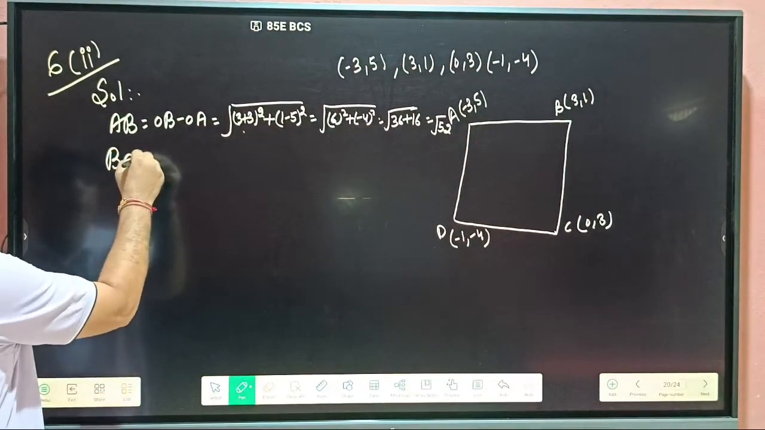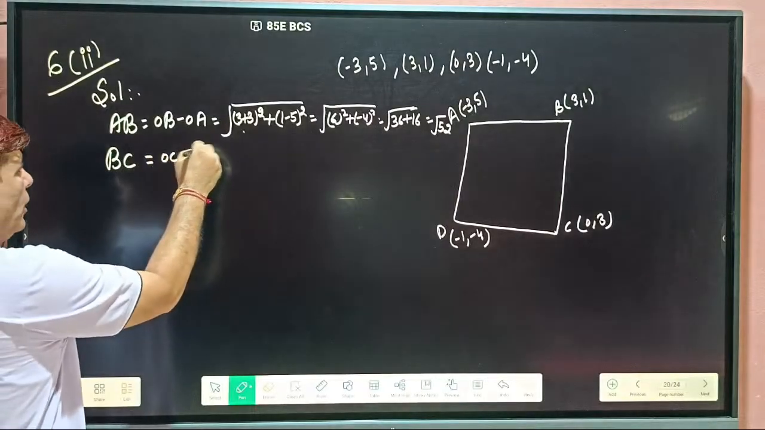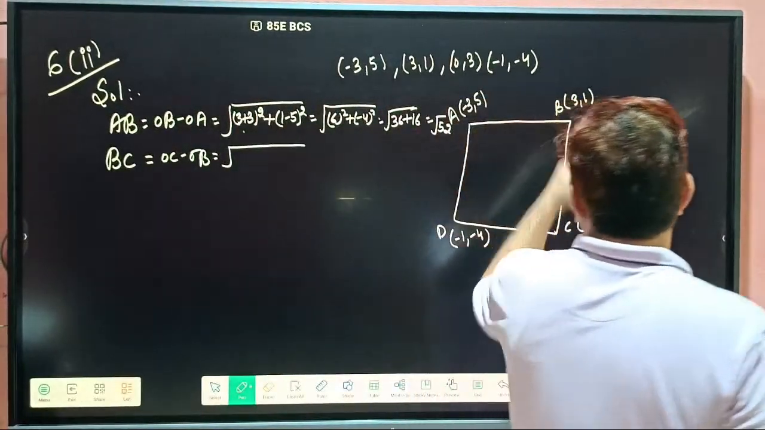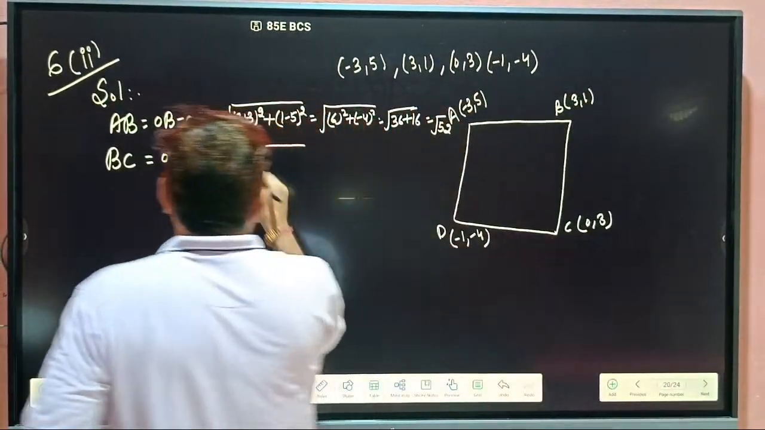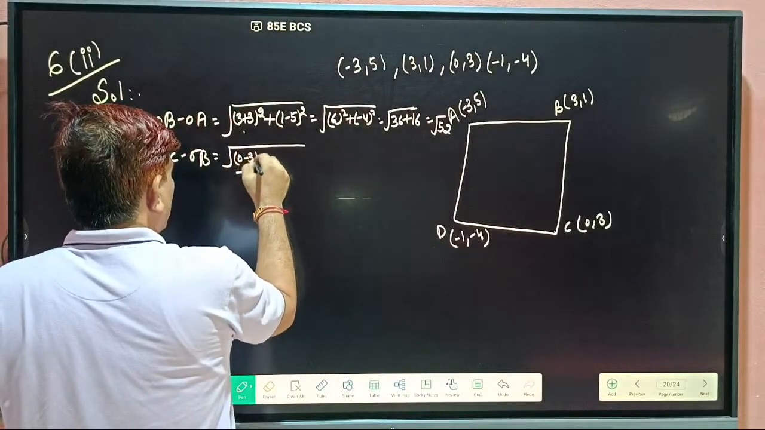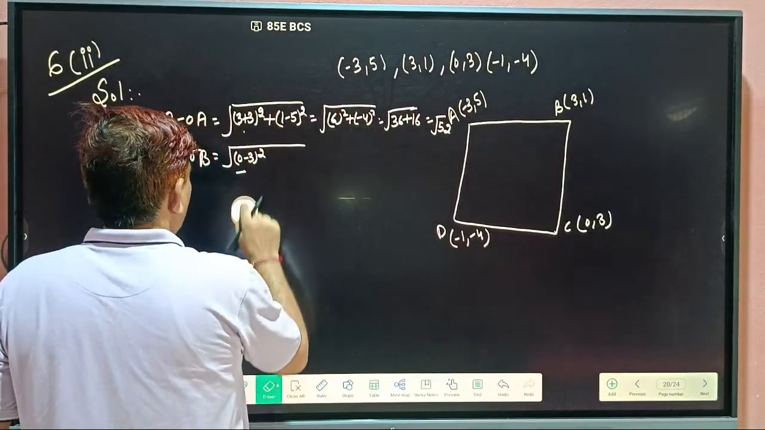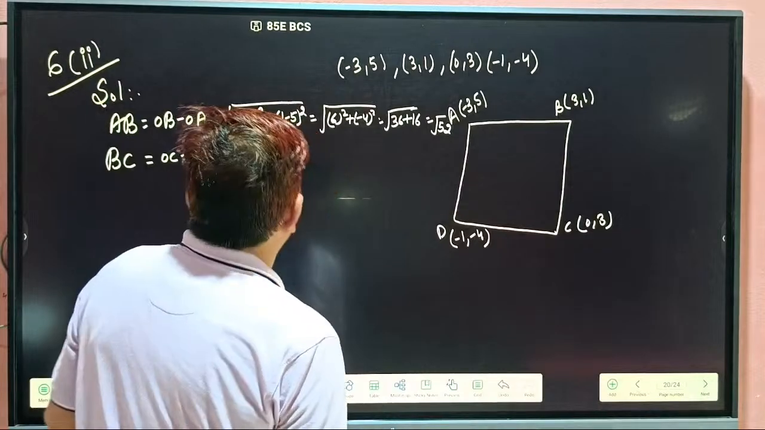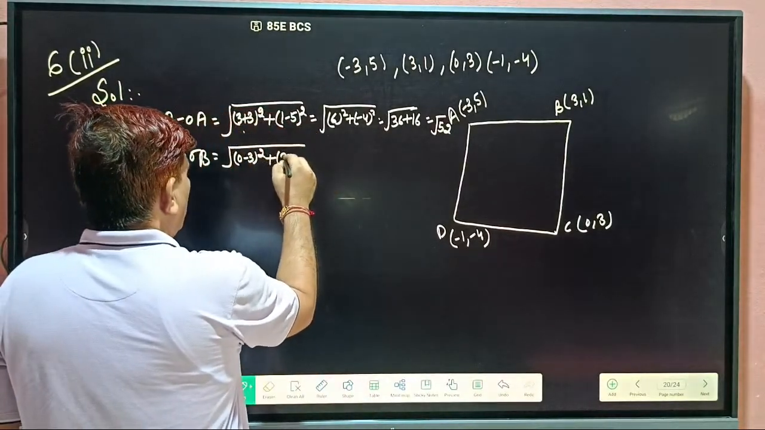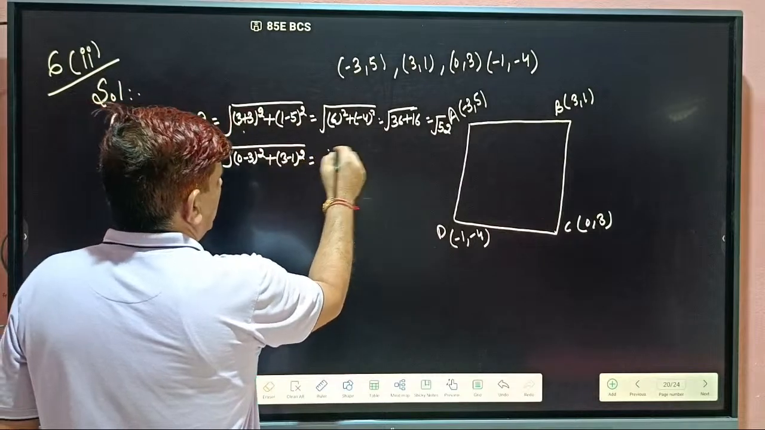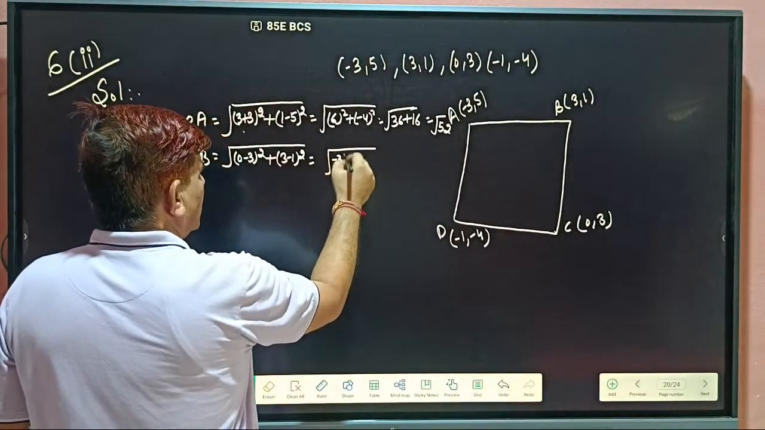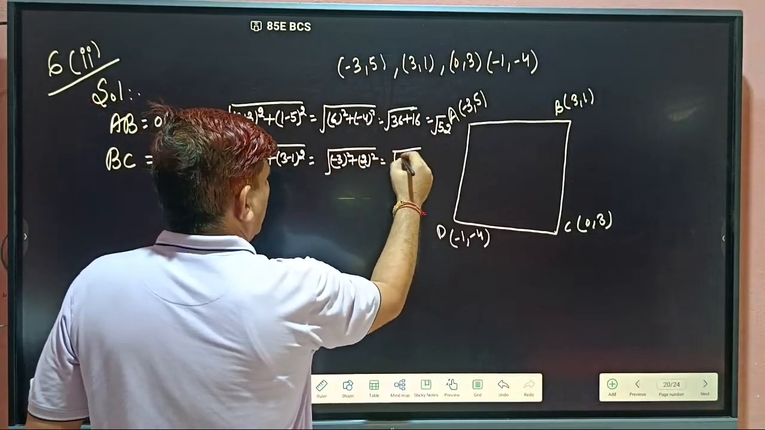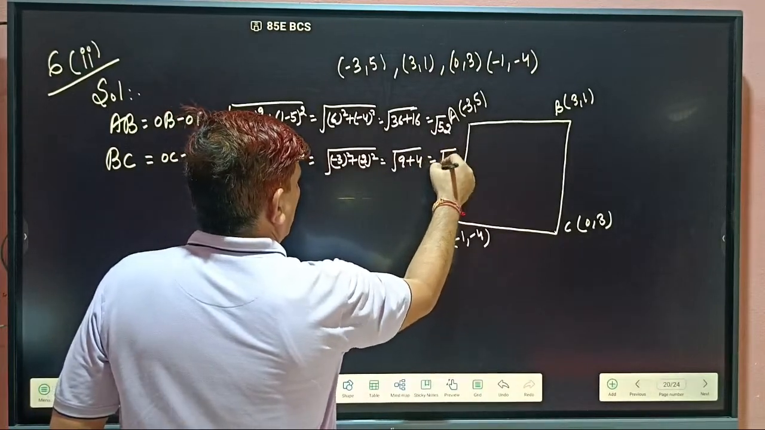BC is OC minus OB. This is BC: (0 minus 3) whole square and (3 minus 1) whole square, which is equal to (-3) square plus 2 square. (-3) square is 9 plus 4, how much? Under root 13.